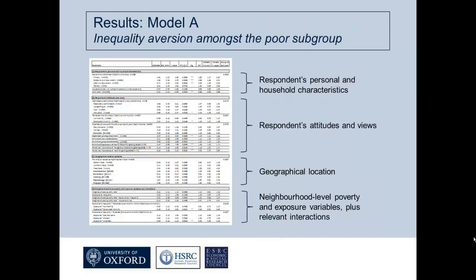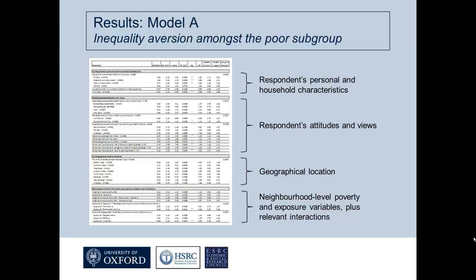So moving on to some of the results, starting with Model A, which, just as a recap, is inequality aversion amongst the poor subgroup. And this is a table which is extracted from our project research report, which shows the full detail of all the model terms, coefficients, odds ratios and confidence intervals. And we can see the structure of this table.